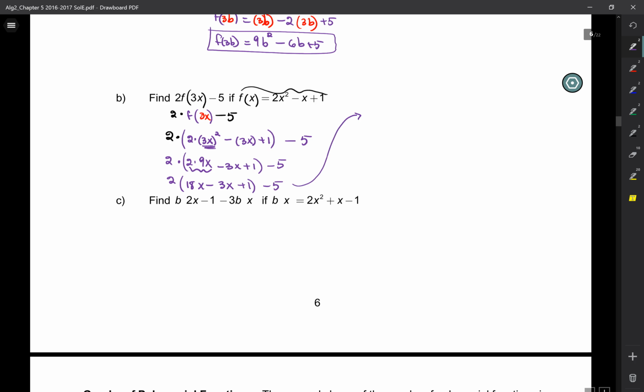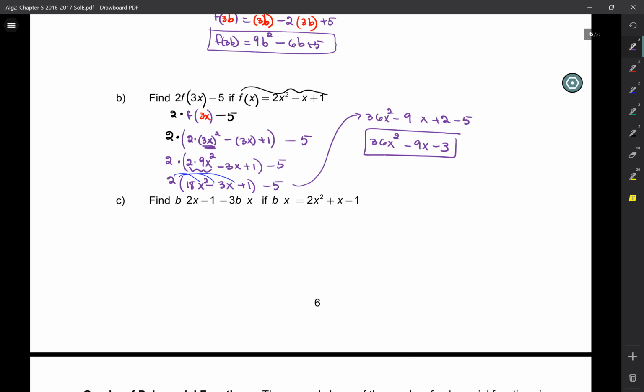Okay, now what am I going to do? Distribute the 2, so I get 36x minus 9x. Oh, this was an x squared. Sorry, that was an x squared. Why would it be x squared? Because it's 3 squared and x squared from the very beginning. Okay? So minus 9x plus 2 minus 5. And now it's 36x squared minus 9x minus 3. And even though there is a factor of 3 you can factor out, you don't have to.